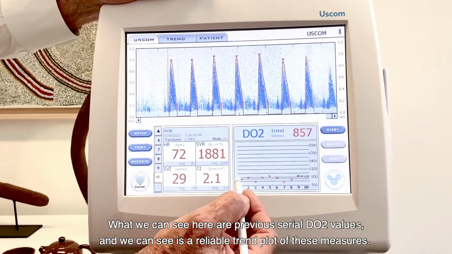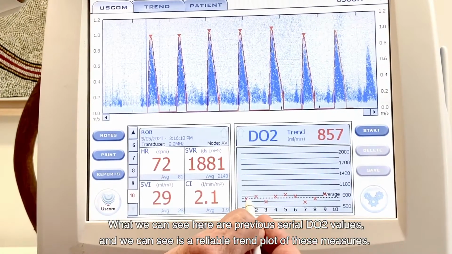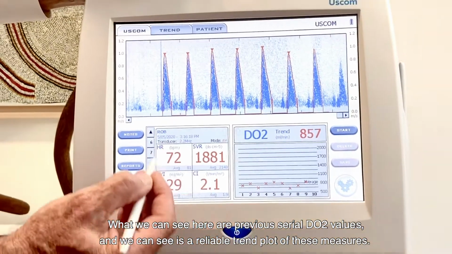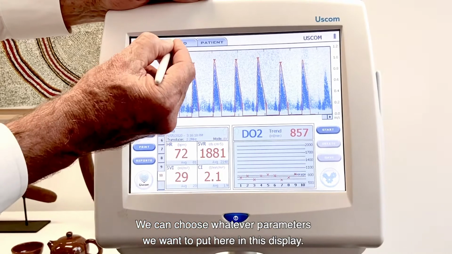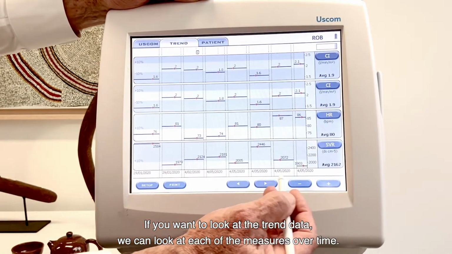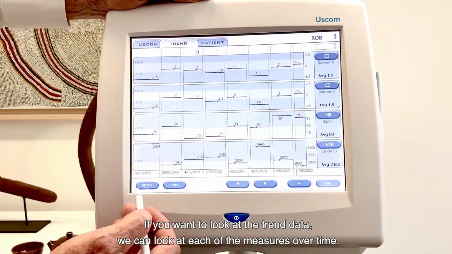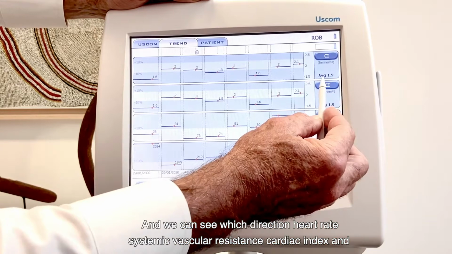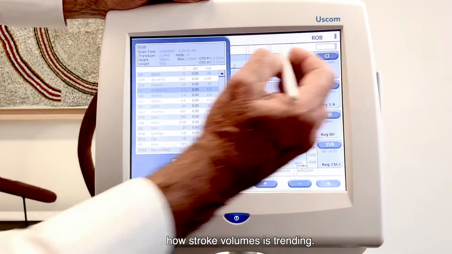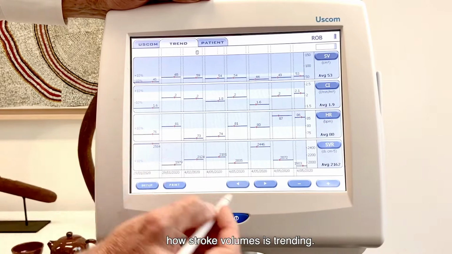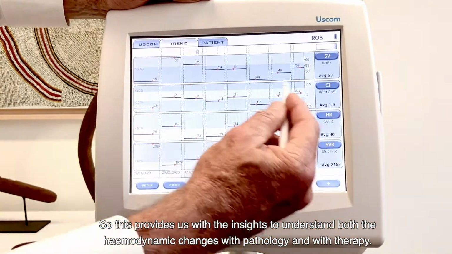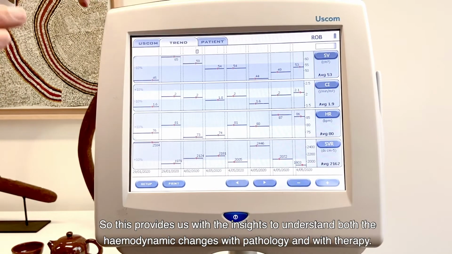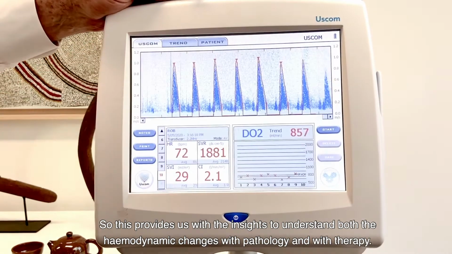And what we can see here are previous DO2 trend values, and we can show a fairly stable representation of those numbers. We can choose whatever numbers we want to put here in this display. If we want to look at the trend data, we can look at each of the numbers over time, and we can see which direction heart rate, systemic vascular resistance, cardiac index, and stroke volume are moving. So that provides us with the insights to understand both the changes in pathology and the changes in therapy.